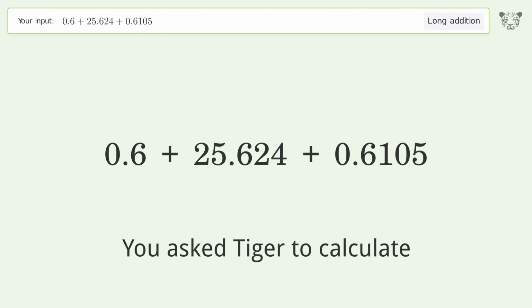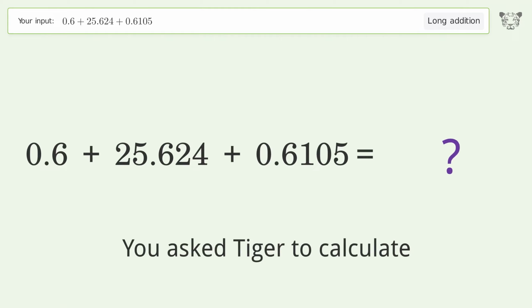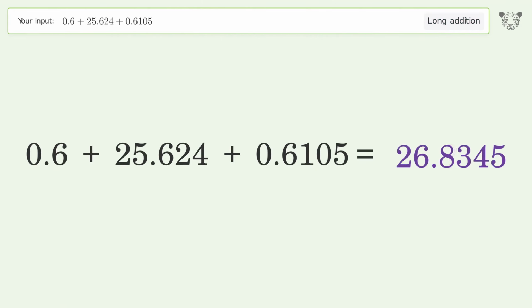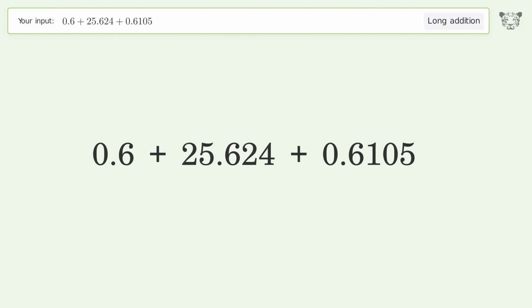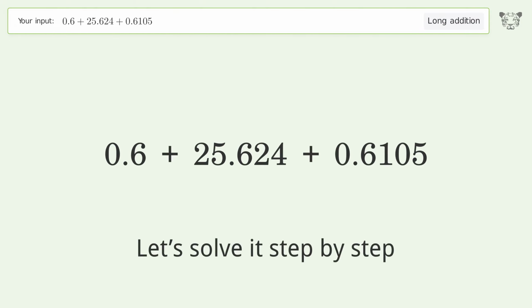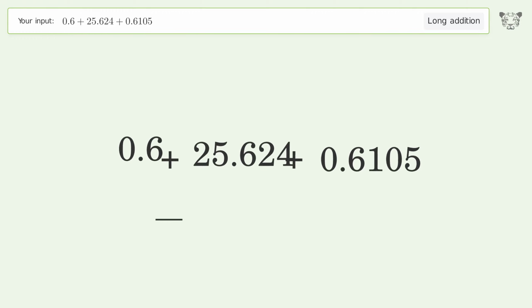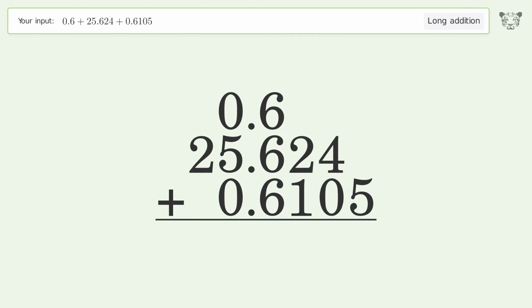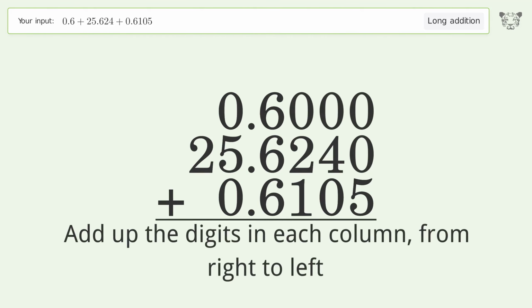You ask Tiger to calculate. This deals with long addition. The final result is 26.8345. Let's solve it step by step. Rewrite the numbers from top to bottom, aligned by their place values, put zeros in the blank number places. Add up the digits in each column, from right to left.